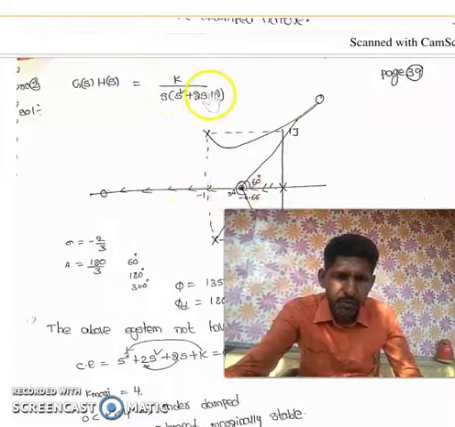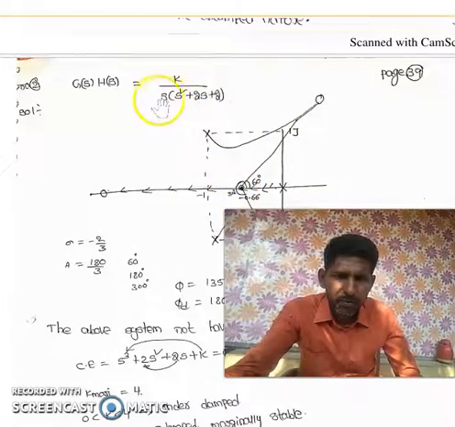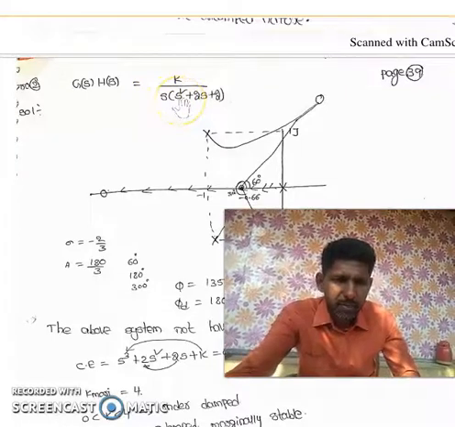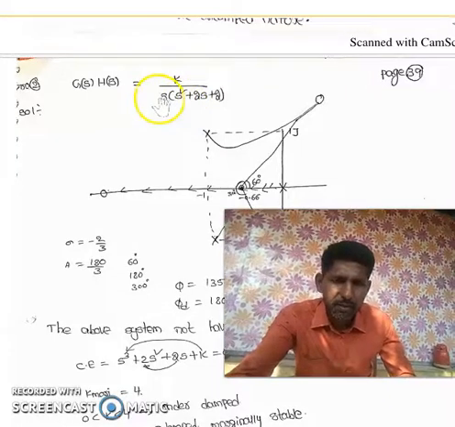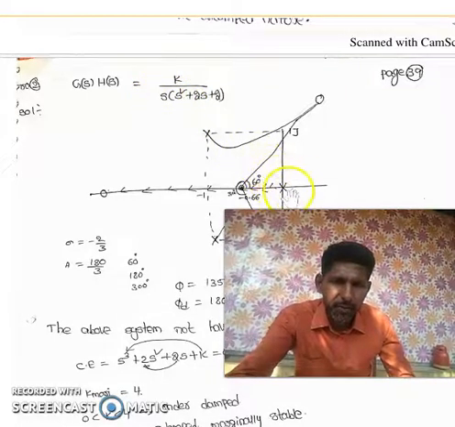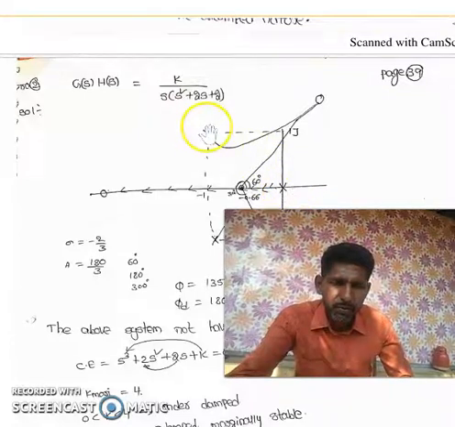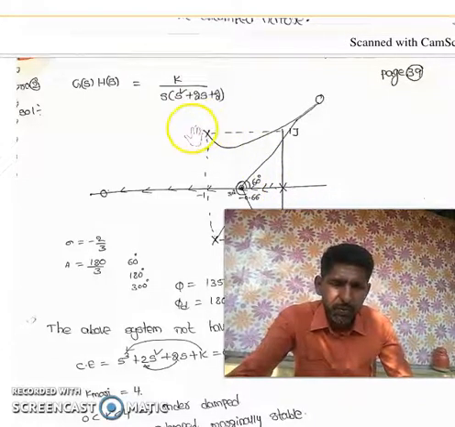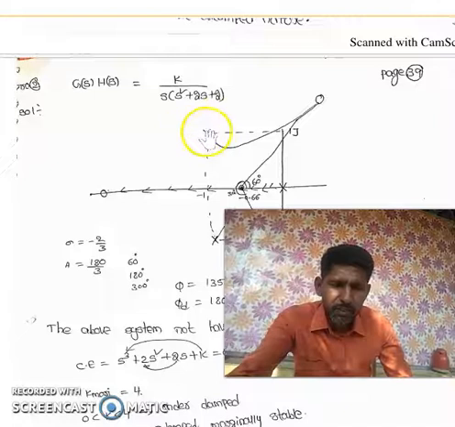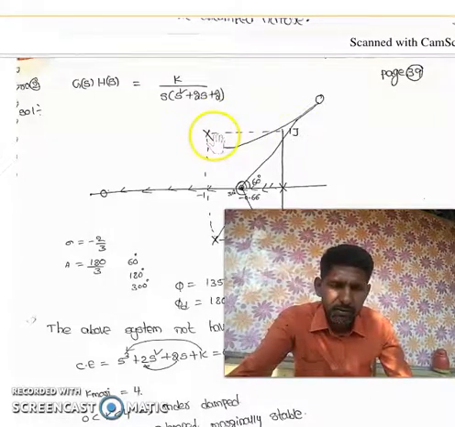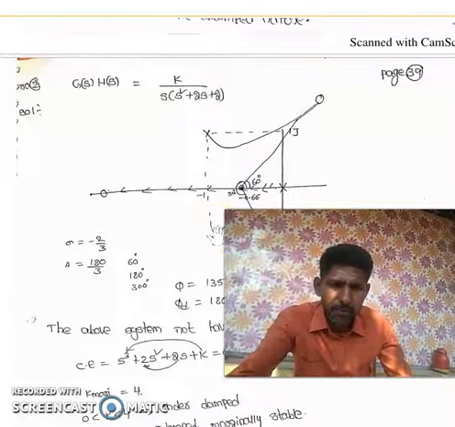Here the total number of poles is 3. One pole is lying at the origin, and 2 more poles are complex poles. The complex pole locations are -1 plus j, and -1 minus j. These are all the pole locations.